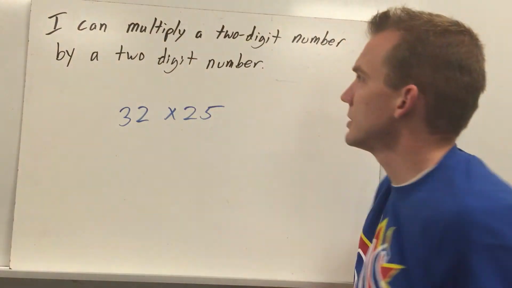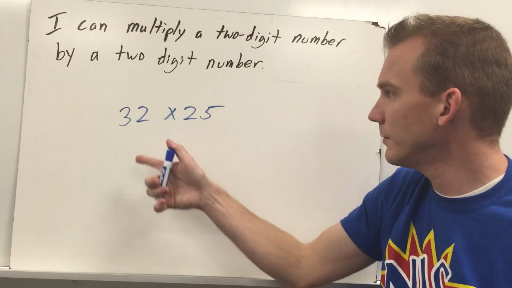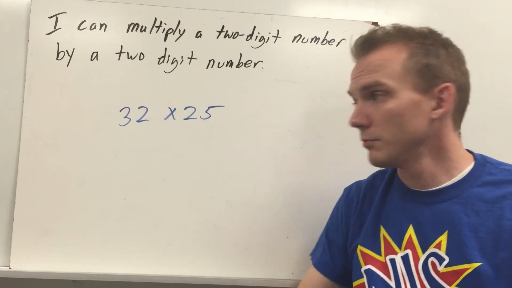I can multiply a two-digit number by a two-digit number. Here's a challenge problem. 32 times 25. Figure out the product.